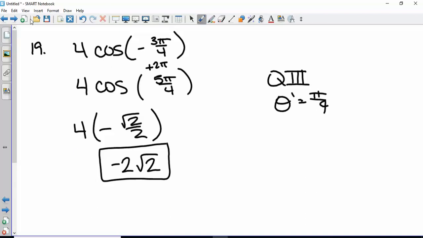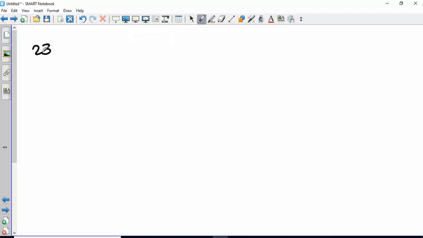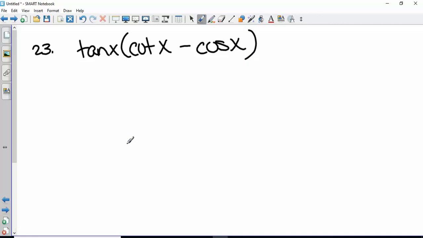Number 23. If you don't recognize any obvious identities, the best place is always just to start by putting things in terms of sine and cosine. So tangent is what?